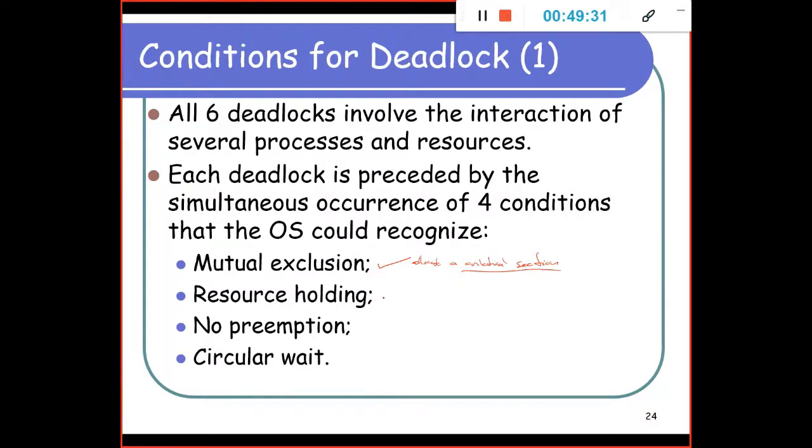Resource holding. To avoid deadlock, you must release the resource holding. You hold the resource; only I can use these resources, no one else. No preemption, meaning that you don't allocate specifically for these jobs, and you have a circular wait, or a round robin fashion.